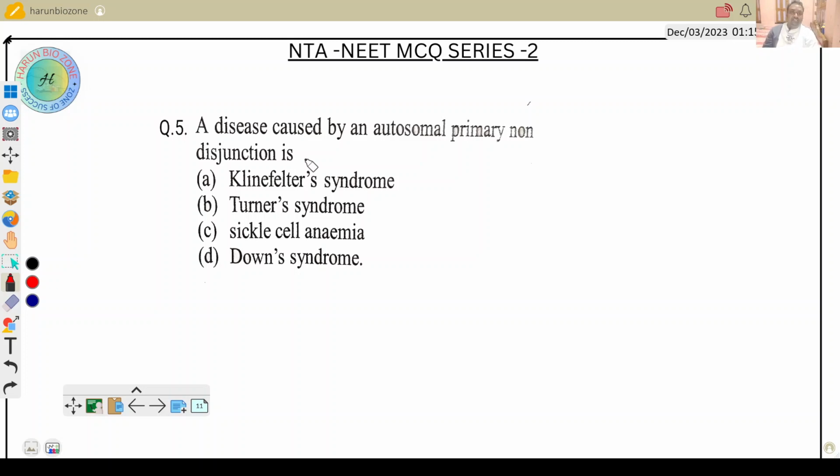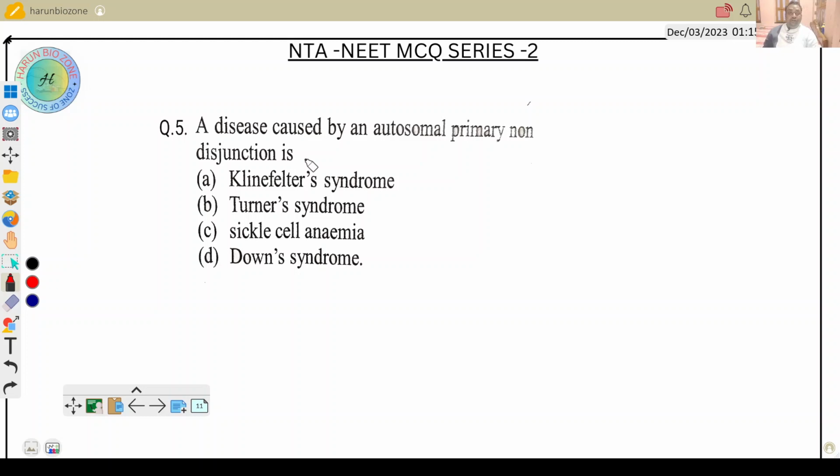Non-disjunction means that during the anaphase of the cell cycle, the chromosomes normally separate from each other and move towards the opposite poles. But here, due to some problem, either the microtubule is not formed or the chromosomes do not separate from each other. The double number of chromosomes is present in one cell and another cell remains empty. So in one cell, the number of chromosomes increases.